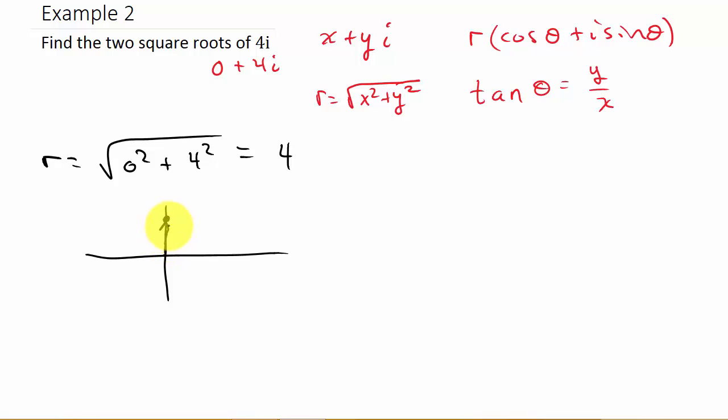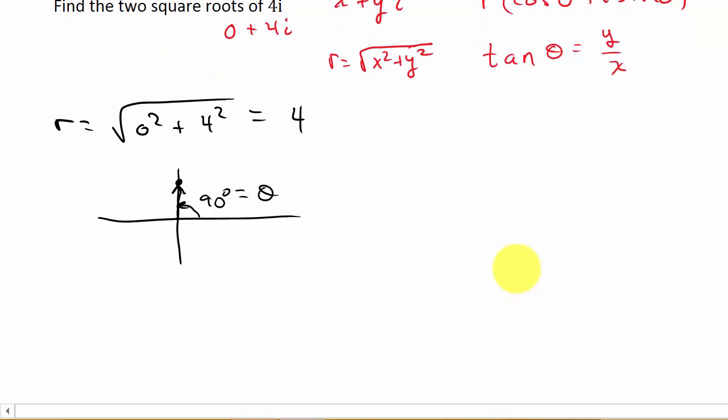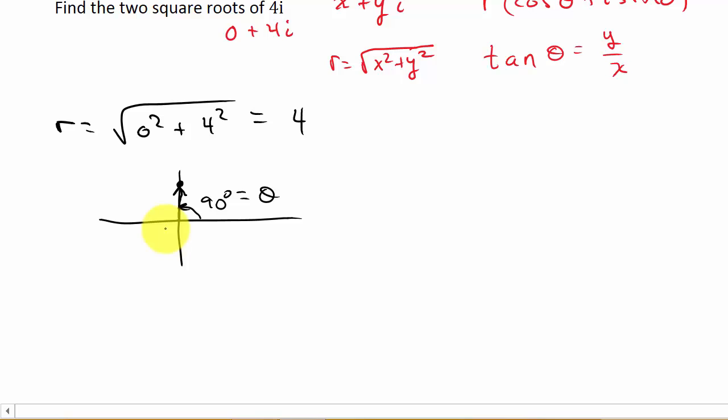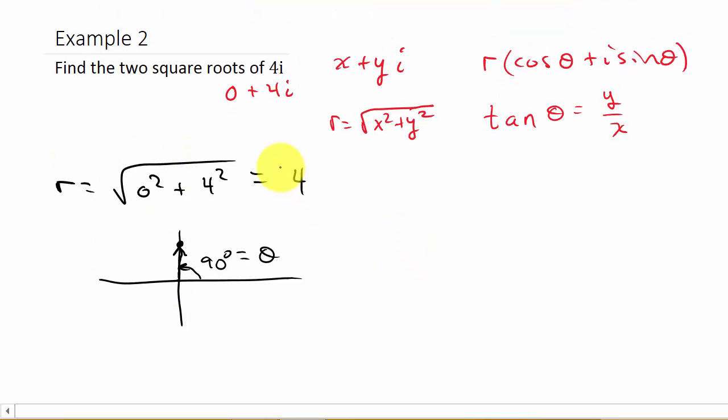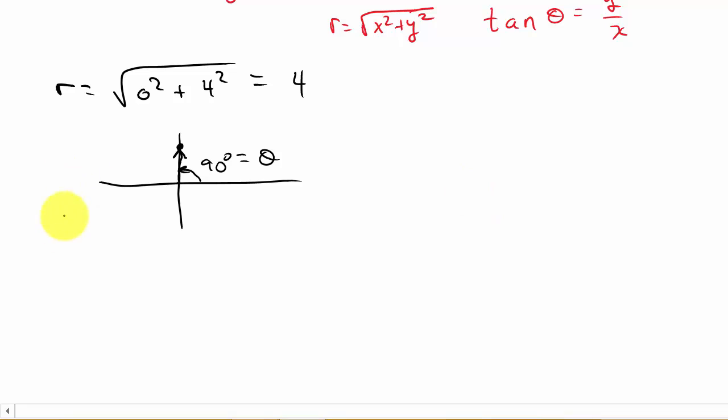Okay, so this would be 0, 4i, and this is what? 90 degrees. So there's theta. All right, so 4i can be written as r, which is 4, times cosine theta, which is 90 degrees, plus i sine theta, which is 90 degrees. So this is the trigonometric form.